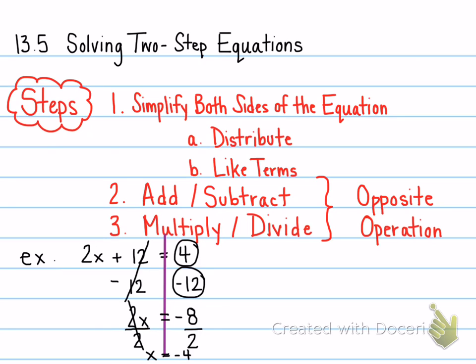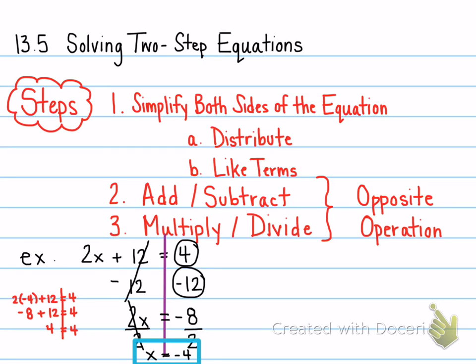I can plug that back in to make sure it's right. 2 times negative 4 plus 12 equals 4. 2 times negative 4 is negative 8, plus 12 equals 4. Negative 8 plus 12 is 4, equals 4. Because that is true, I know that my solution is right. So I have x equals negative 4.